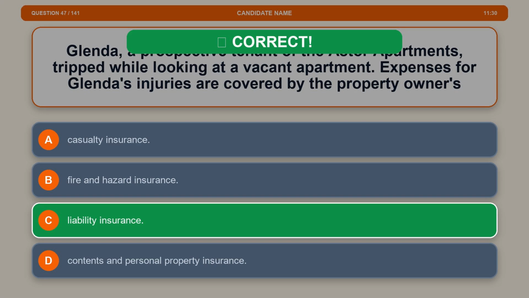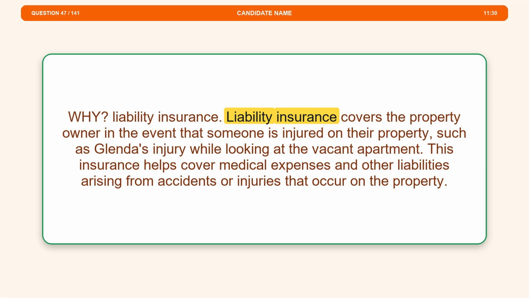The correct answer is option C. Liability insurance. Liability insurance covers a property owner in the event that someone is injured on their property, such as Glenda's injury while looking at the vacant apartment. This insurance helps cover medical expenses and other liabilities arising from accidents or injuries that occur on the property.